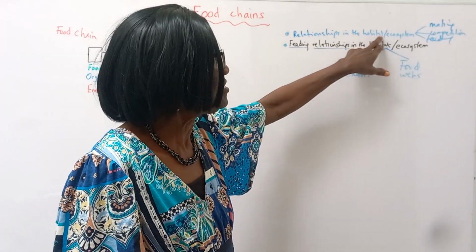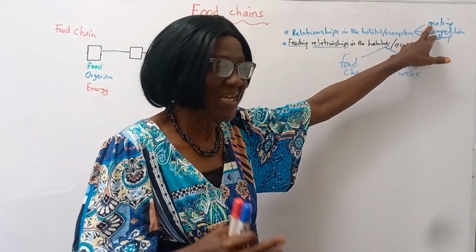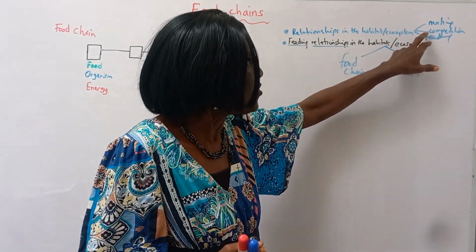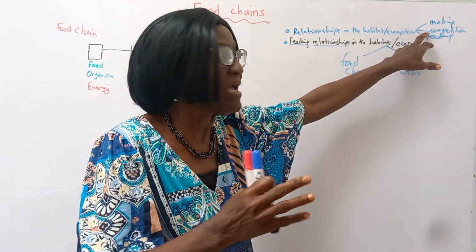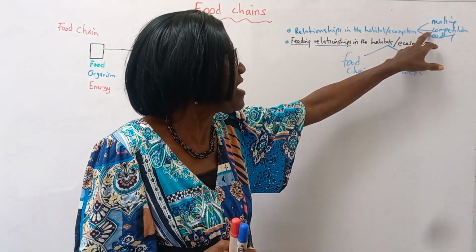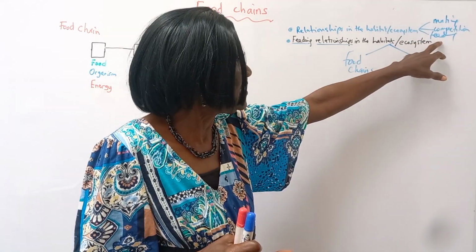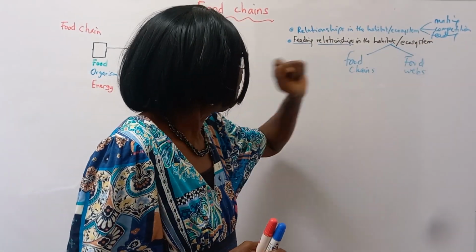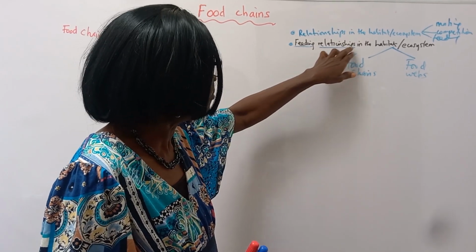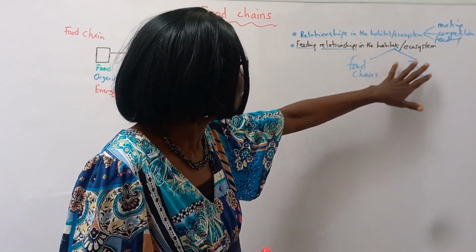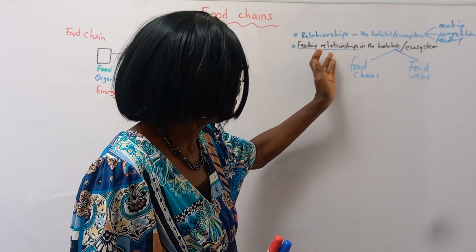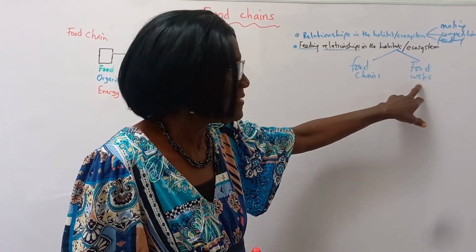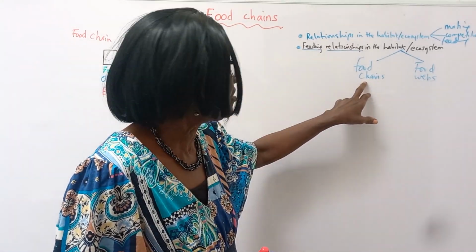Some of the relationships are mating, that's reproductive relationships. There will also be competition amongst them, jostling for space, etc. There also can be feeding relationships. And in the ecosystem or the habitat, there are two major feeding relationships: food chains and food webs. In this lesson, we will discuss food chains.